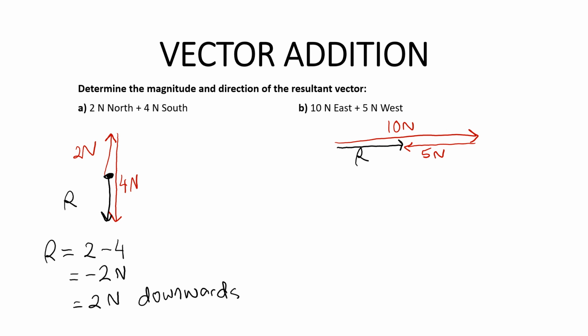Okay, we have 10 newtons minus 5 newtons. This will give you the remaining value, which is 5 newtons. So the resultant equals 10 minus 5. This equals to 5 newtons. And the direction is to the right, or we can say east.